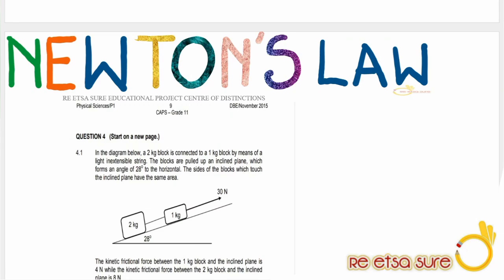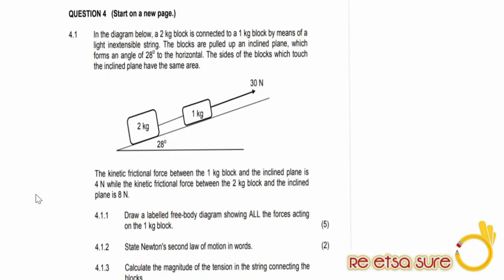So let's start. We are having question 4. In the diagram below, a 2 kg block is connected to a 1 kg block by means of a light inextensible string. The blocks are pulled up an incline which forms an angle of 28 degrees to the horizontal. The sides of the blocks which touch the inclined plane have the same area.